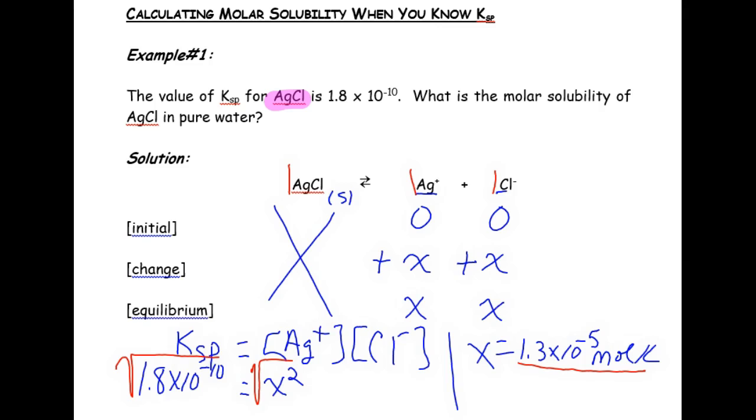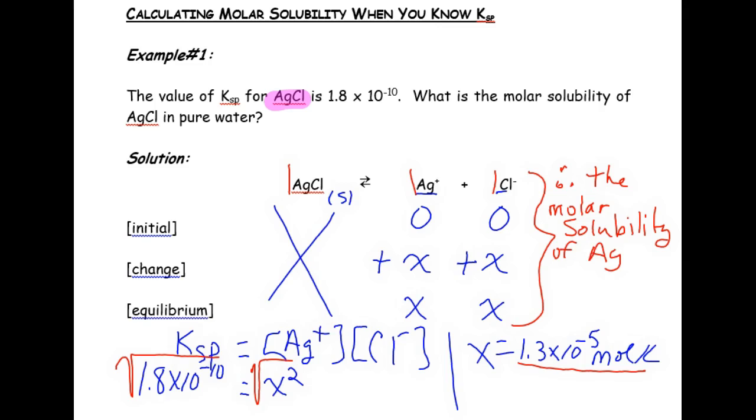So yeah, so I can say therefore the molar solubility of AgCl is 1.3 times 10 to the negative 5 moles per liter.